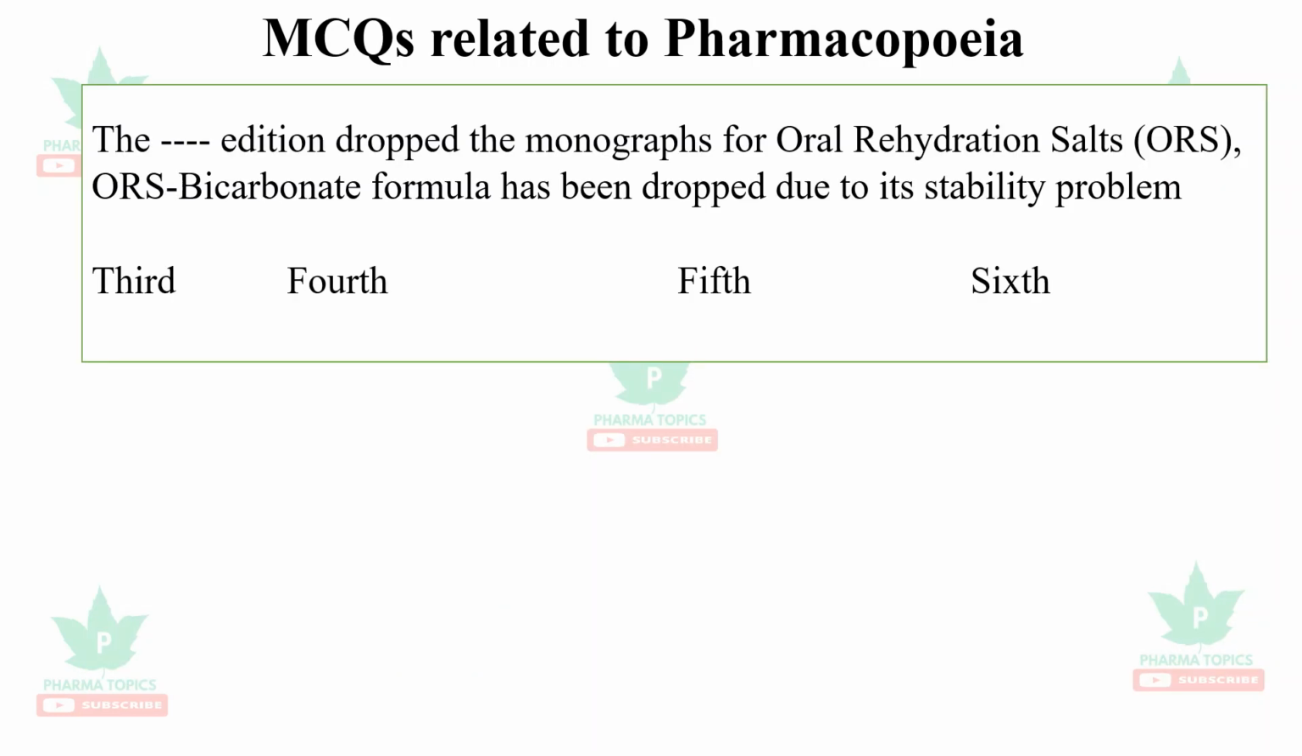The dash edition dropped the monographs for oral rehydration salts. ORS bicarbonate formula has been dropped due to its stability problem in this edition. The options are 3rd, 4th, 5th, and 6th. It is the 4th edition.